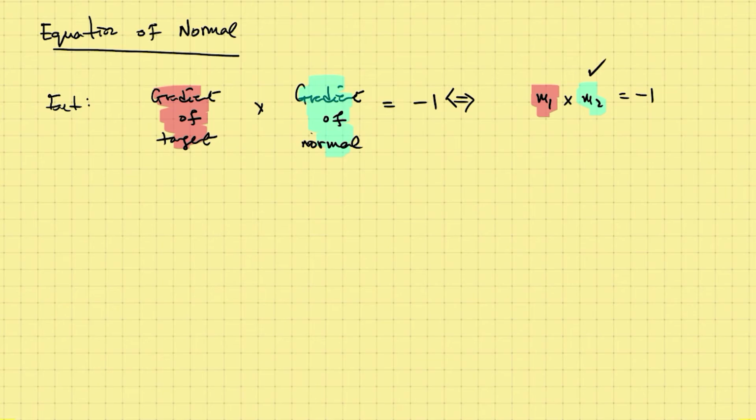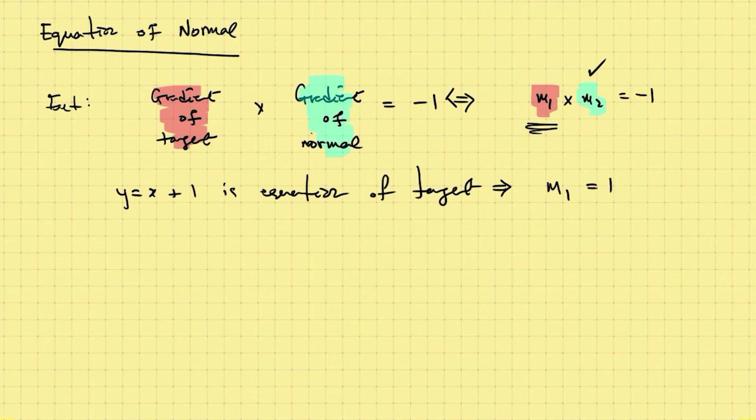So we need to find the gradient of the normal. The way we're going to do this is to use the gradient of the tangent, but we already know what that is because we worked it out just before. Because the equation of the tangent is y equals x plus 1, that tells us that m1, the gradient of the tangent, is just 1. That tells me that m2 is minus 1 over m1, which is minus 1 over 1, which of course is minus 1.